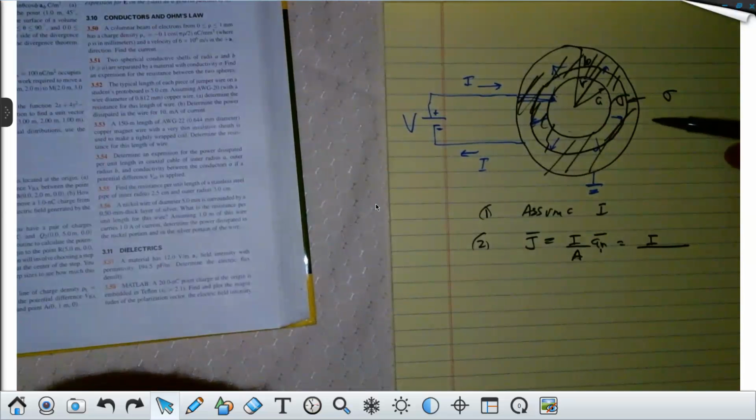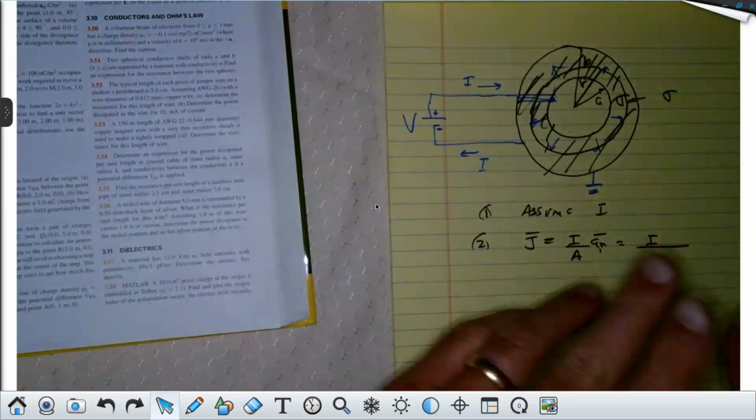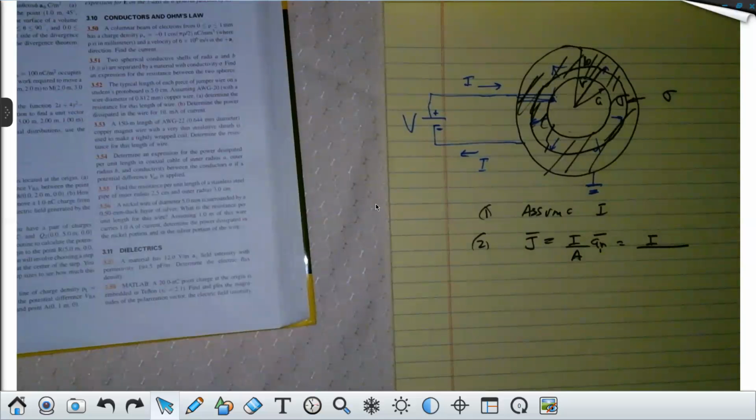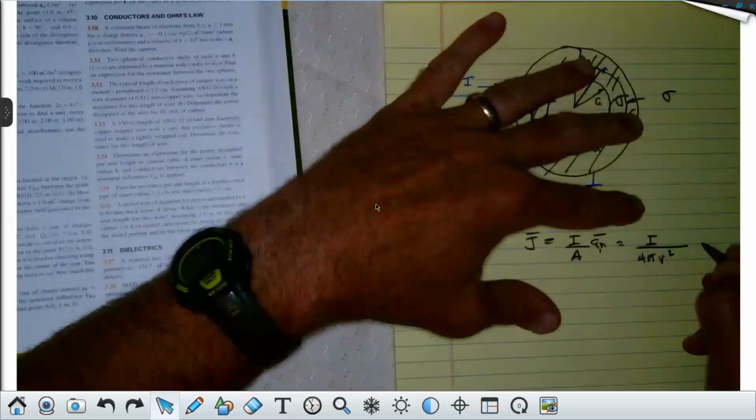Well, it would be what? I mean, excuse me, what's the area? The area is that of a spherical shell, correct, class? Now you have to know this. What's the area? Can anybody tell me? 4 pi r squared. That's right. 4 pi r squared, and it's in the AR direction.